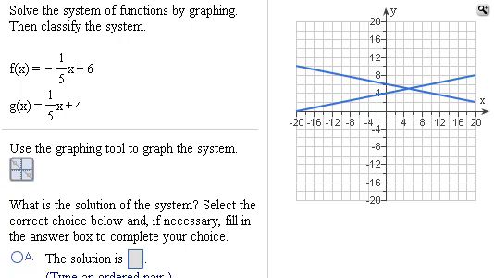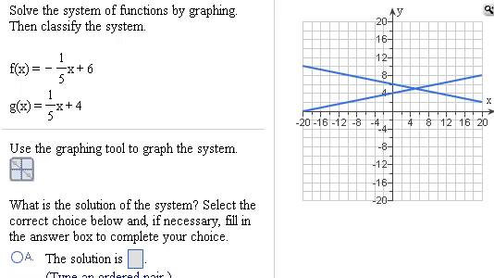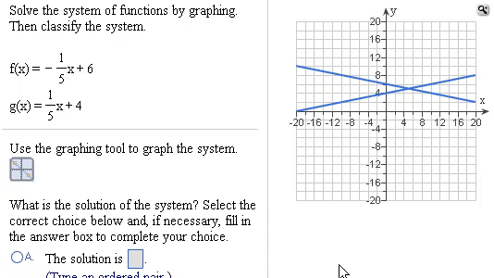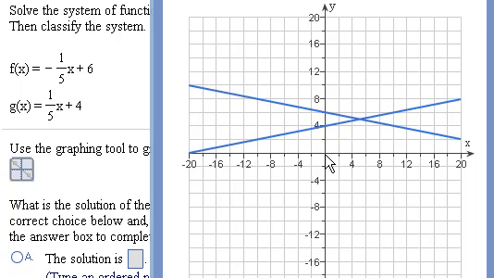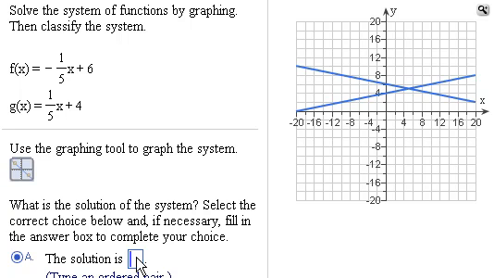And then the next part is asking me for the solution to this system. So let's see. If I look at the graph, I can see that the solution is going to be x equals 5 and probably y equals 5 also, because this point looks like it's (5, 5). So when I enter the solution, I would just do (5, 5).